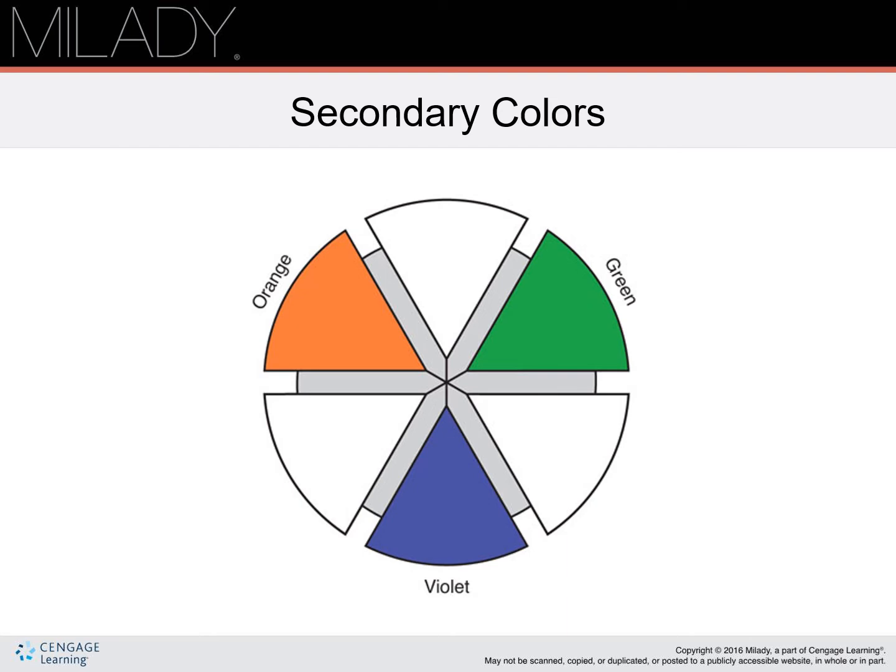Let's go on to secondary colors. Secondary colors are obtained by mixing equal parts, that is the key word, of primary colors. So again, we talked about these a while ago, anytime I mix blue and yellow together, I'm going to get green. Anytime I mix yellow and red together, I'm going to get orange. Anytime that I mix blue and red together, I'm going to get violet. Okay.